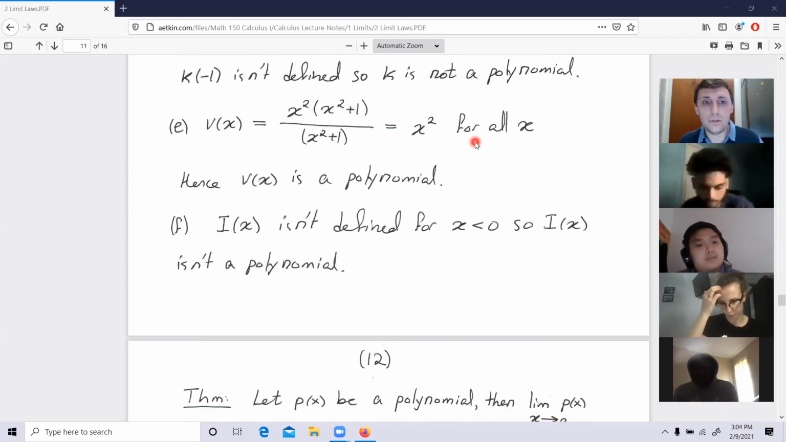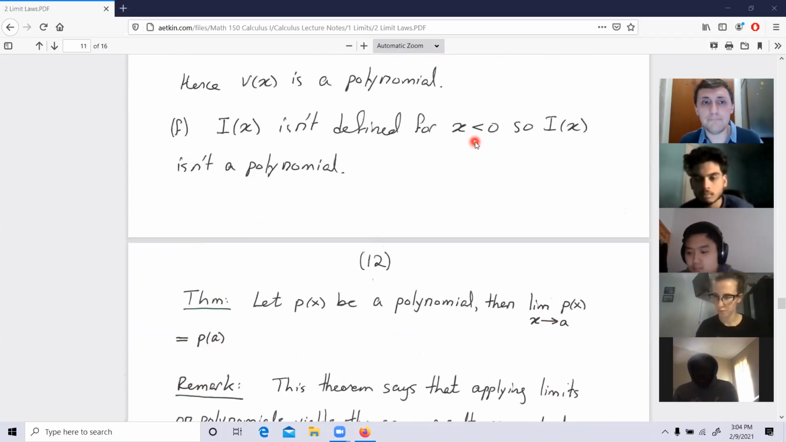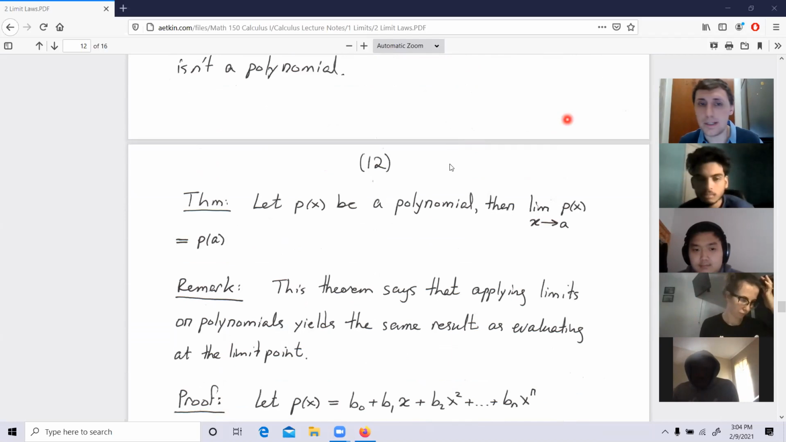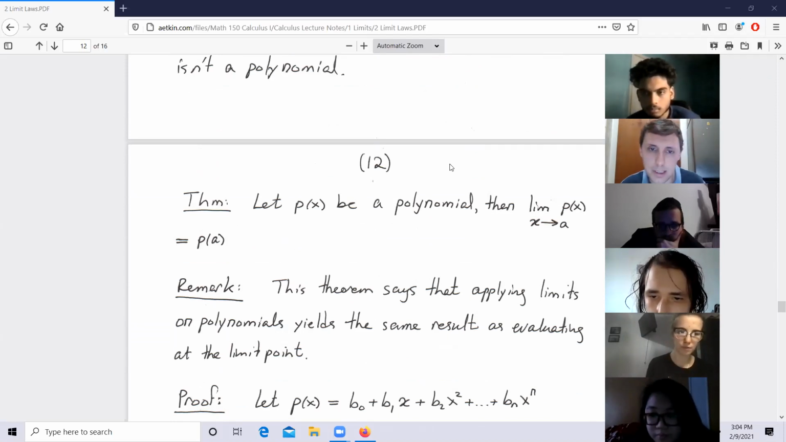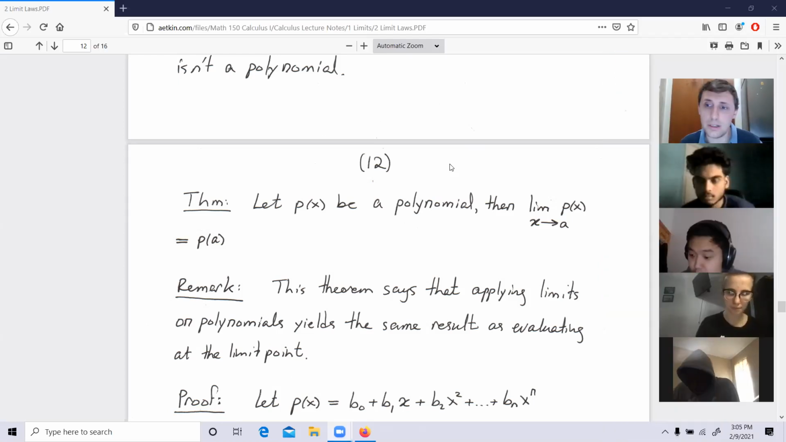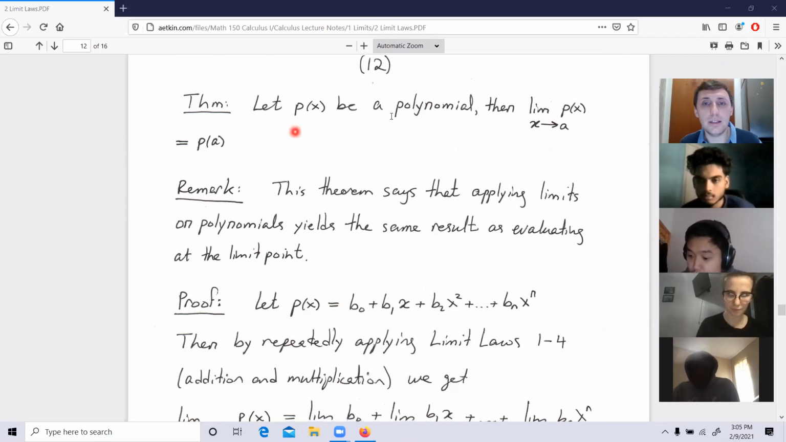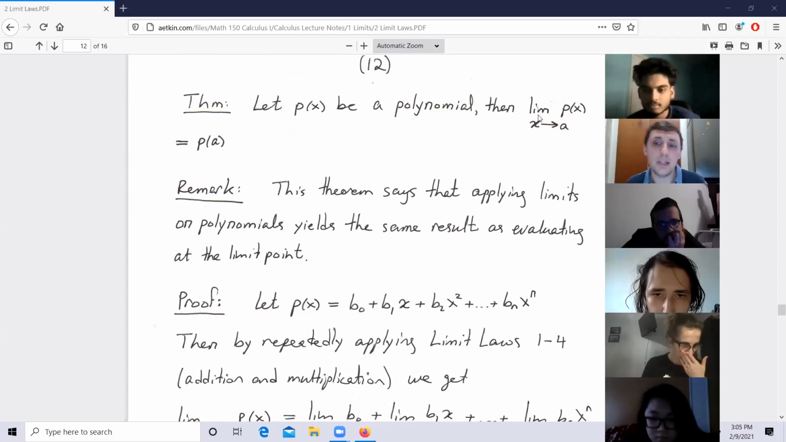Okay, now let's talk about some properties of polynomials and limits. You remember limit laws, right? The limit of a sum is the sum of limits. Yes, guys, you're supposed to know that, right? You're supposed to open books, look into the notes. So the limit as x goes to a of p of x, that's my theorem, is that calculating limits gives you exactly the same result as just plugging in the value. Polynomials behave very nicely with limits.